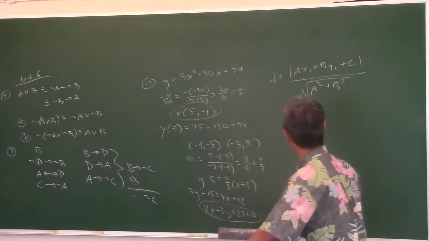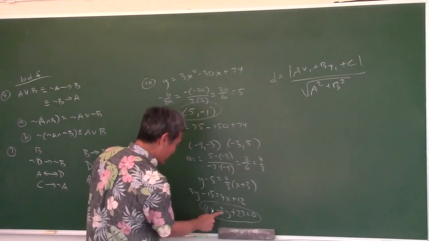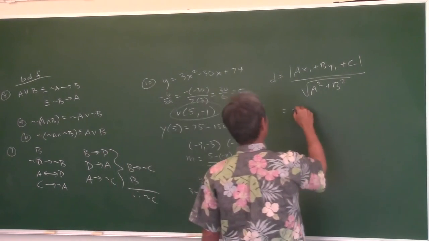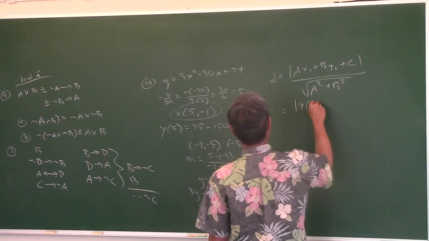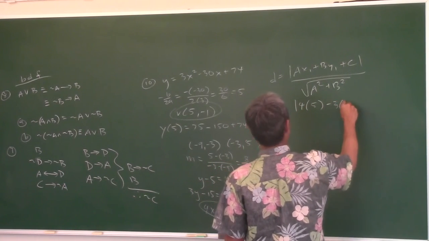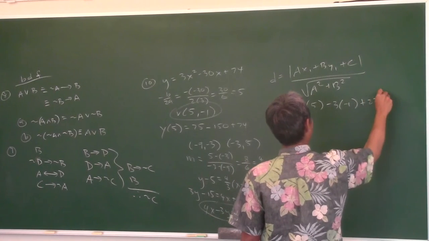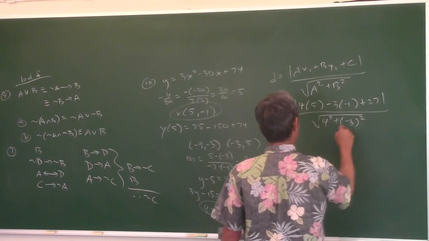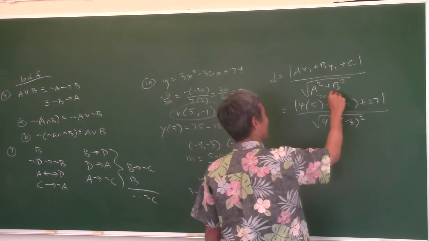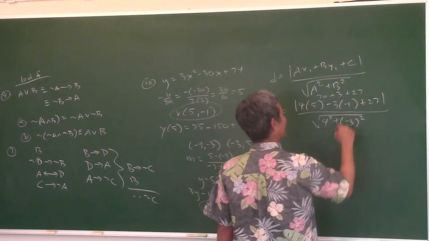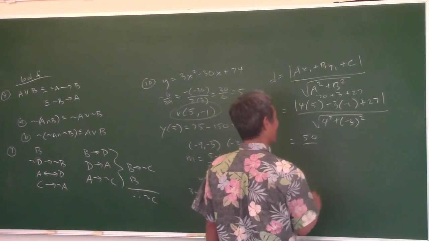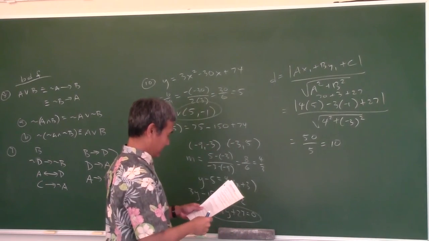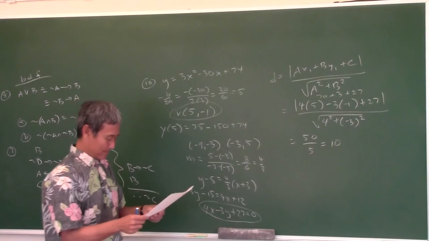Yeah, right there. So this is A, B, and C. This is x1, y1. Just plug and chug and nobody will get hurt. So what do we got? 4 times 5 minus 3 times negative 1 plus 27 all over the square root of 4 squared plus negative 3 squared. So what is that? 20 plus 3 plus 27, which is 50, all over 5, which is 10. So if you can do this problem, you can do 3 problems on the test.